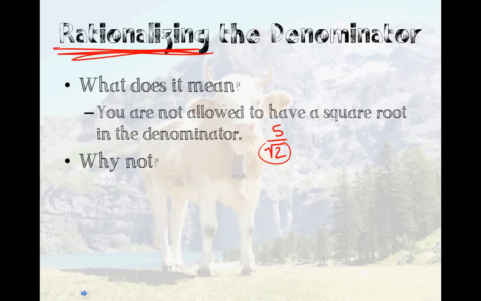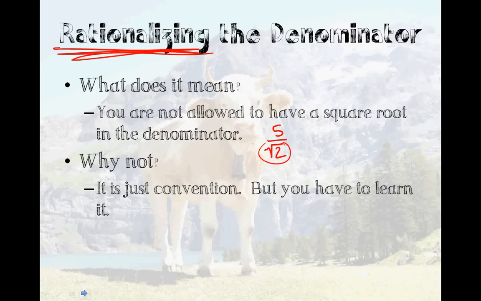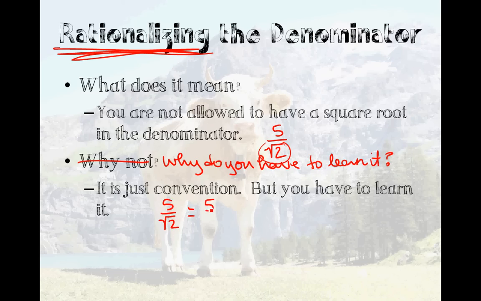So the question is, why do you have to learn it? And the reason is that it's convention. So essentially, there's not really any mathematical significance. 5 over square root of 2 is the same thing as 5 root 2 over 2. The thing is, though, that you have to be able to recognize that this would be the right answer for this. Otherwise, you're not going to be able to get it right on tests. So that's why we teach it, for the sake of understanding the common nomenclature and the common conventions that we use in math.